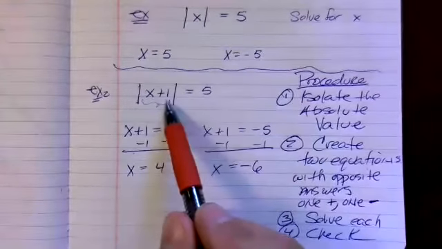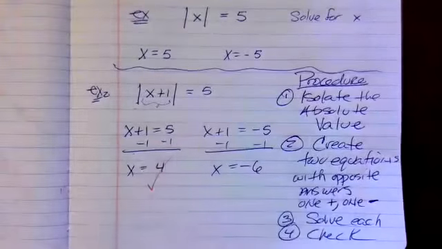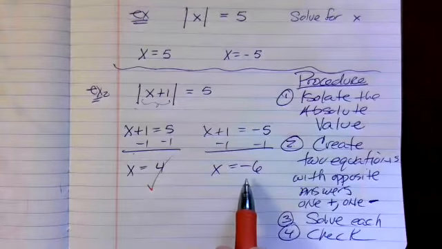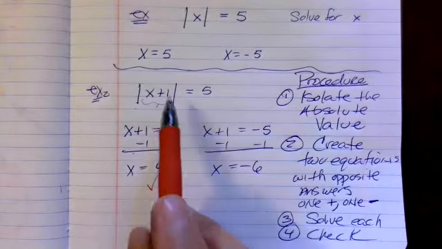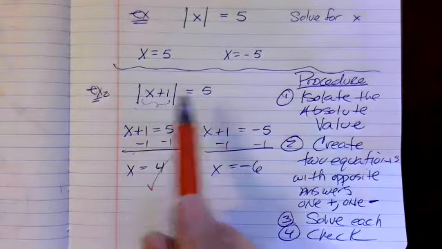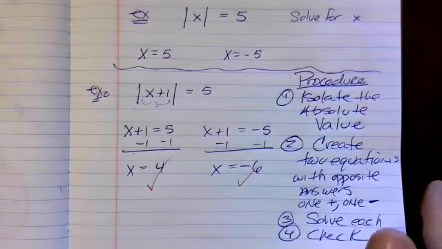4 plus 1 is 5. The absolute value of 5 is 5. Checks. -6. And -6 plus 1 gives me -5. And the absolute value of -5 is also 5. So they both check. Easy problem.